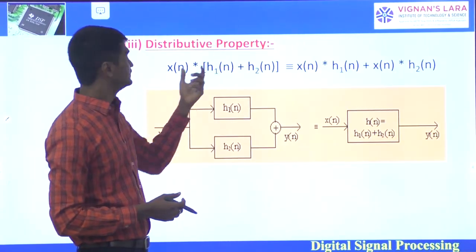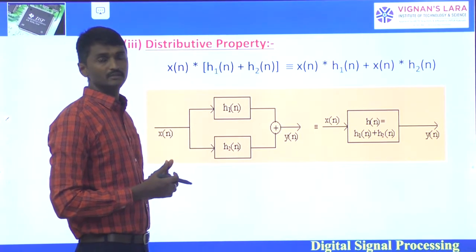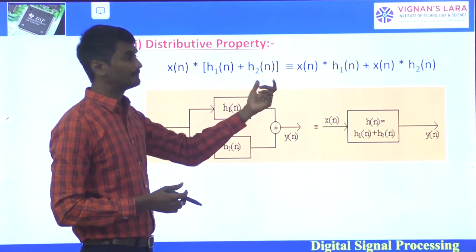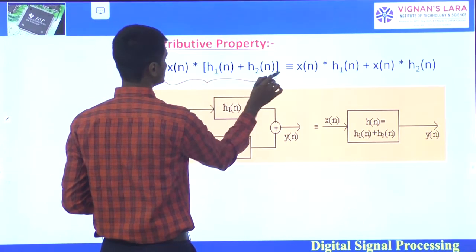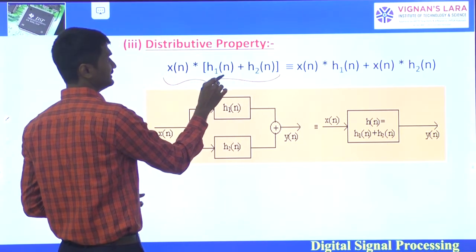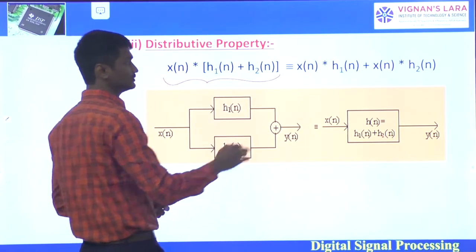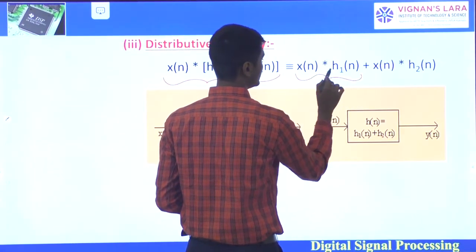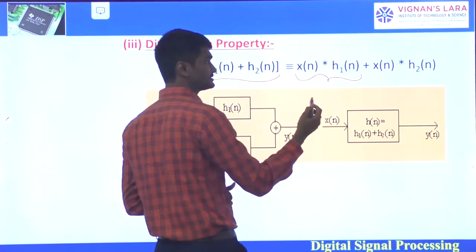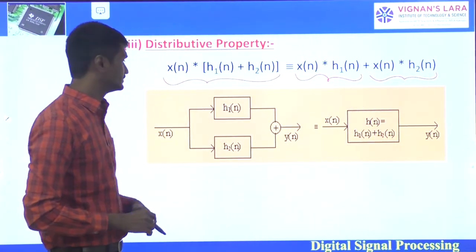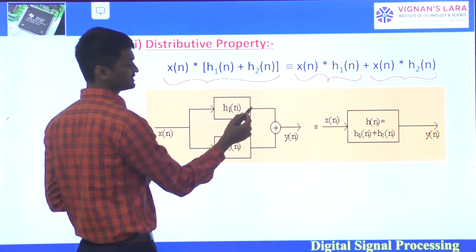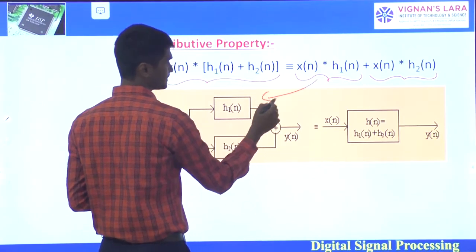Distributive property. We know that A into (B plus C) equals A into B plus A into C. So the convolution of x of n with h1 of n plus h2 of n is equal to the convolution of x of n with h1 of n plus the convolution of x of n with h2 of n. Here is the block diagram representation for this.